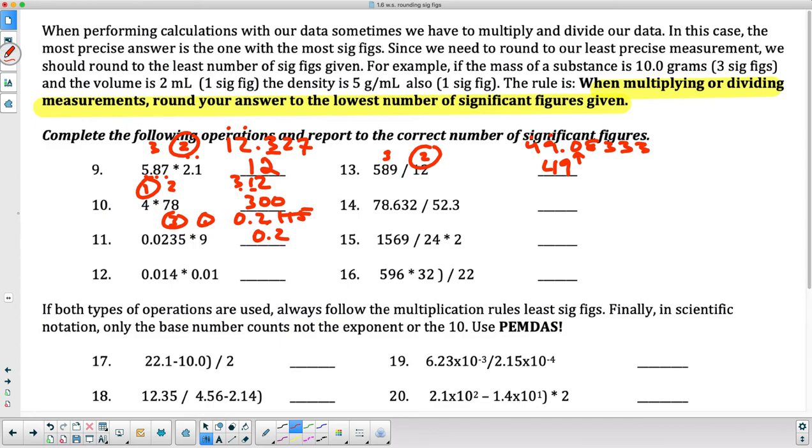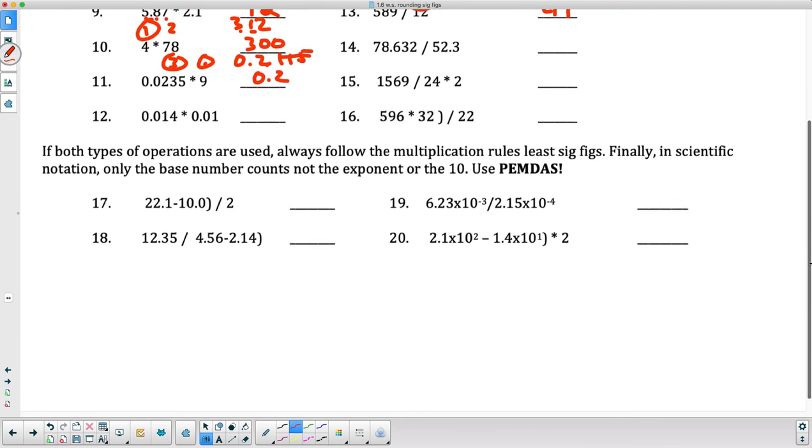Now, when we do operations where there's more than one type of operation, like subtraction and addition and the parentheses, or multiplication and division. So finally, in scientific notation, only the base number counts, not the exponent or the 10. So we use PEMDAS. PEMDAS is parentheses, exponents, multiplication, division, addition, subtraction. So that's the order that we do this in. So I'm going to use parentheses. There should be a parentheses there.